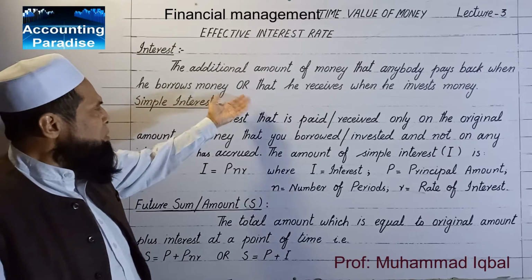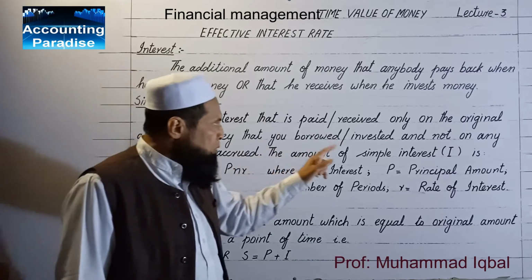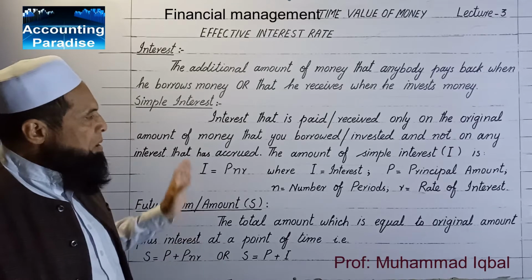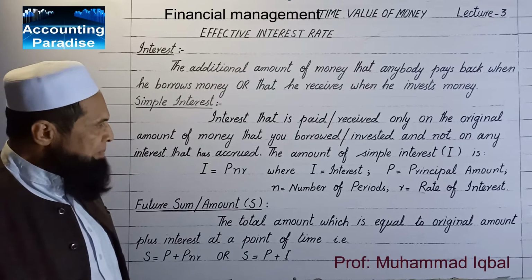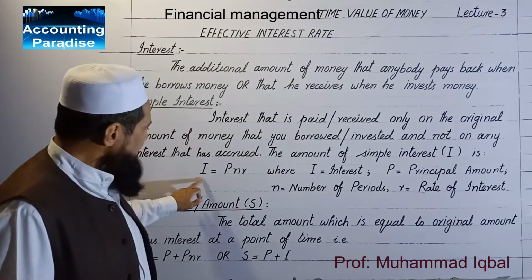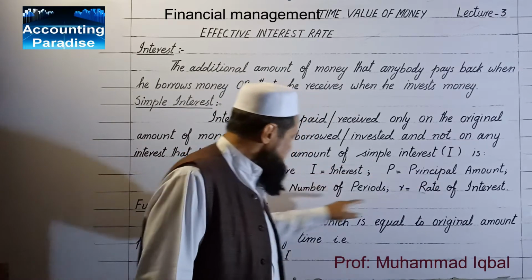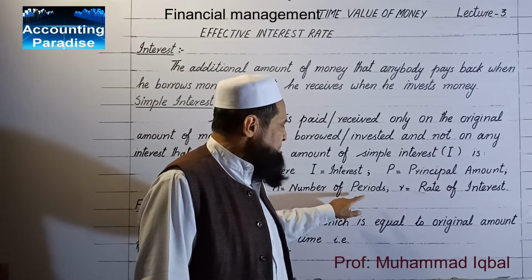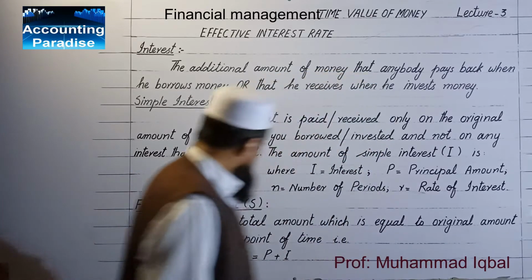It is generally known to the people. Simple interest is paid or received only on the original amount that you borrow or invest, and not on any interest that has accrued. The amount of simple interest denoted by I is equal to PNR, where I is equal to interest, P is the principal amount, N is the number of periods. These may be generally years and maybe months. R is the rate of interest.